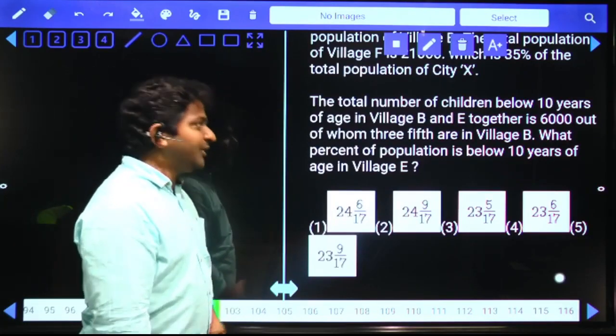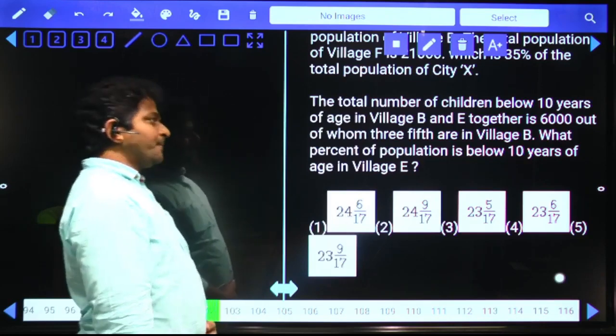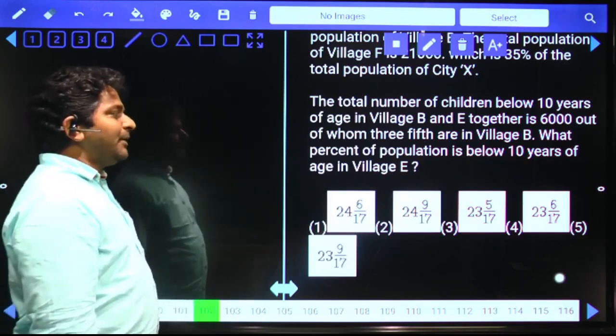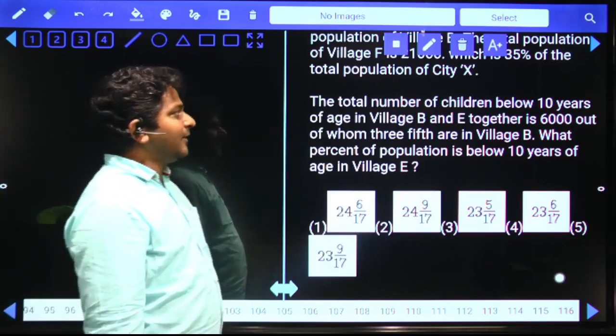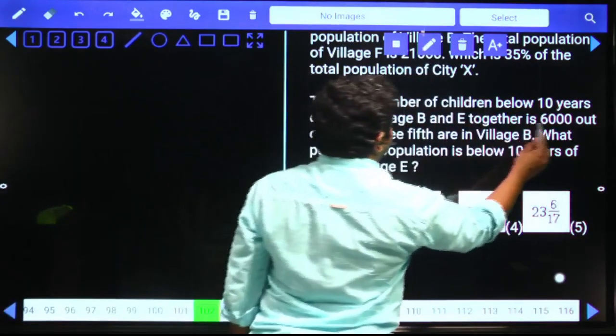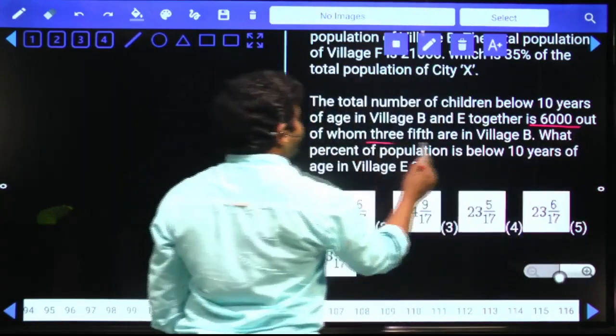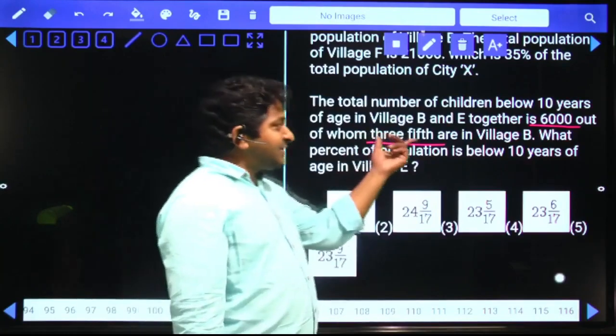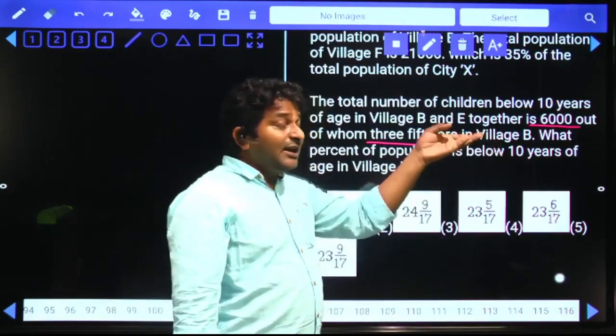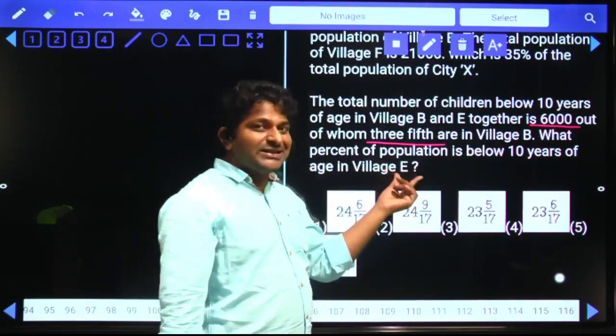Total number of children below 10 years of age in villages B and E together is 6,000, out of whom 3/5 are in village B. What percent of population is below 10 years of age in village E? Now, out of 6,000 people, 3/5 is 60%. If 60% are in village B, the remaining 40% will be in village E.